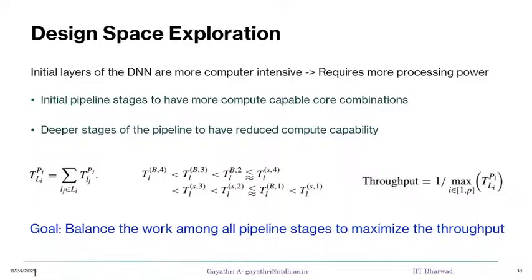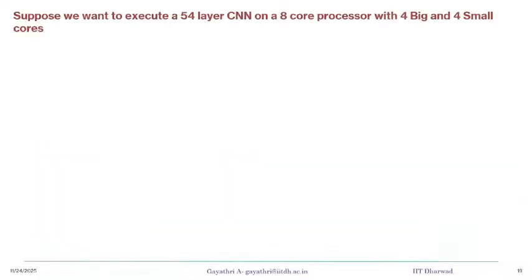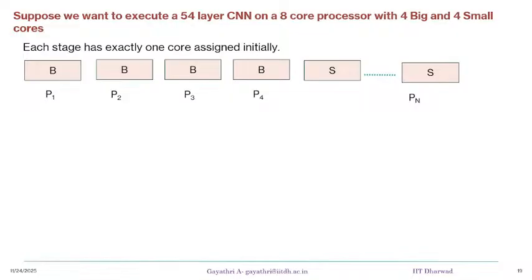So now, suppose we have an 8 core processor with 4 big and 4 small cores. What our algorithm does, and I'm just giving you a very high level view, the paper contains all the low level details, but I'm just trying to tell you what is happening, is this. Initially we assign each of these cores as one stage. So in our case we have 8 stages, because each core is now going to be one stage.